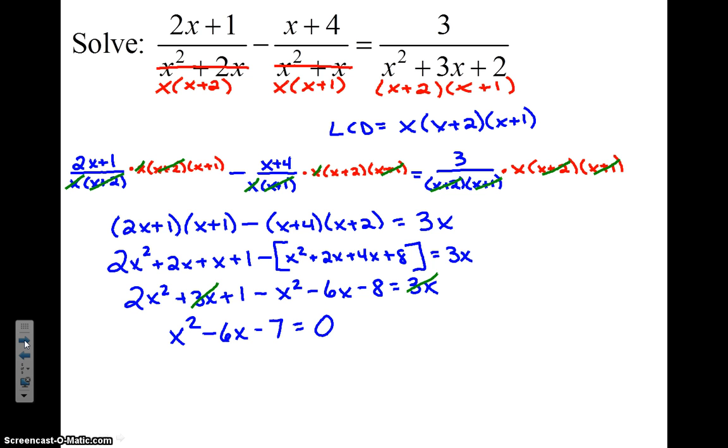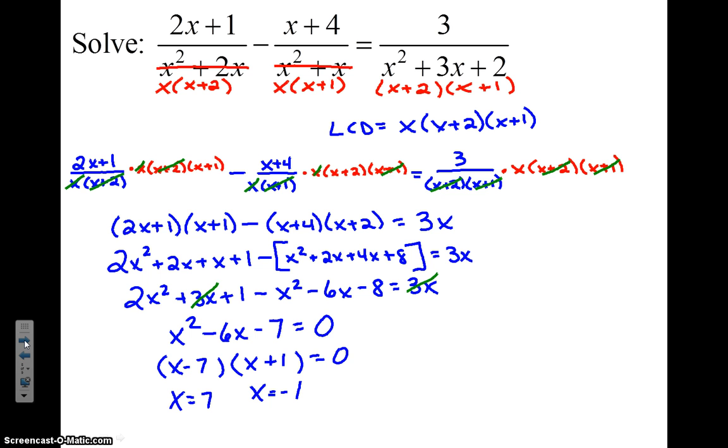So I have a quadratic that I need to solve for. I'm going to be able to factor that. And so my factors are x minus 7 and x plus 1. When I solve, I get x equals 7 and x equals negative 1.